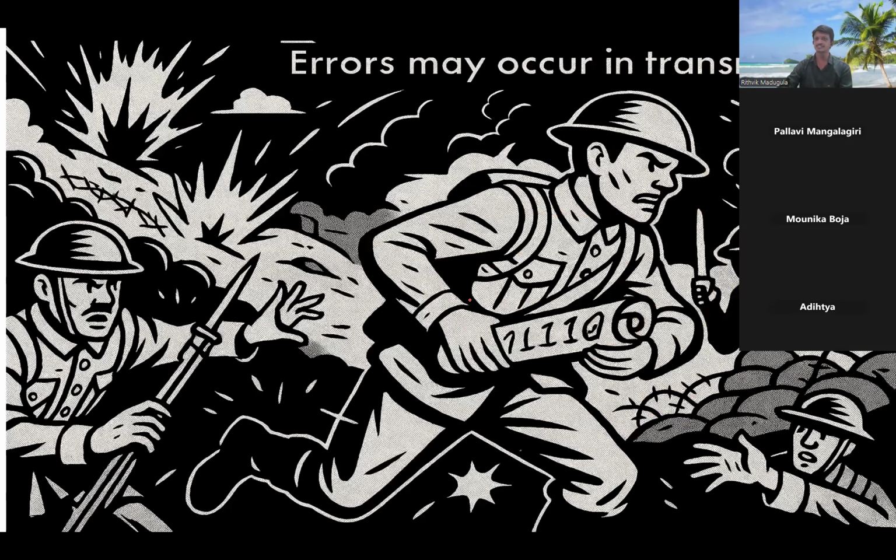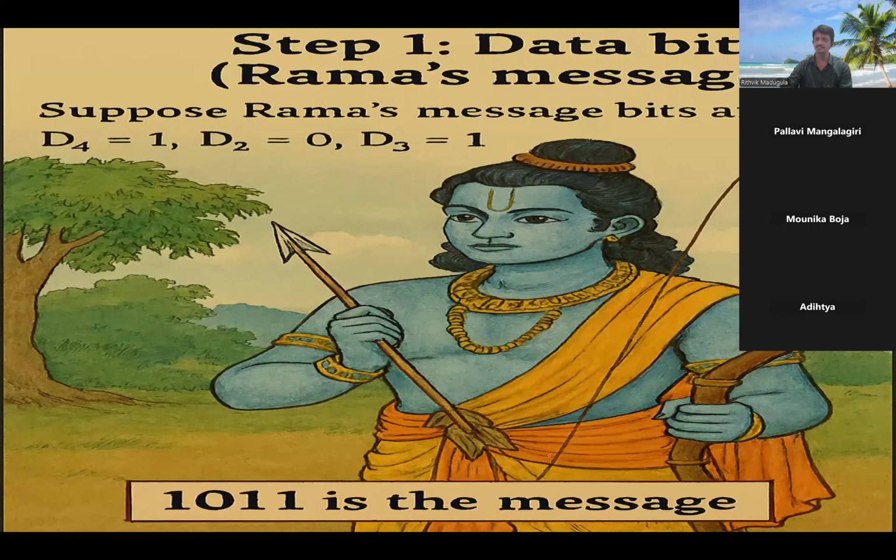Now, let us see one of the other important strategies, that is Hamming code error detection, with the same sort of mechanism.